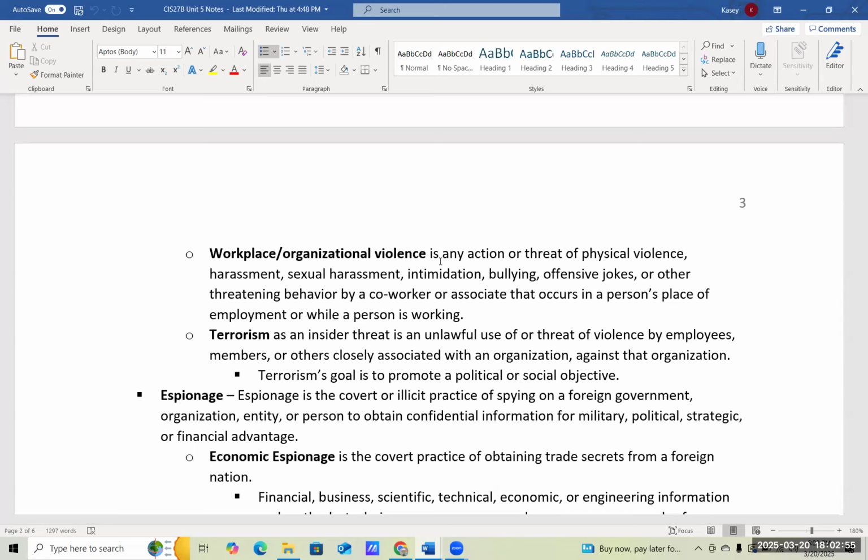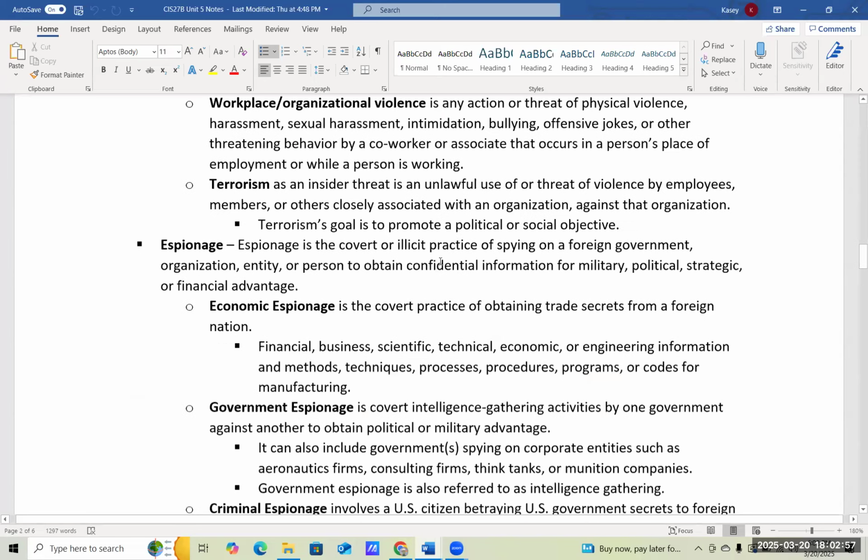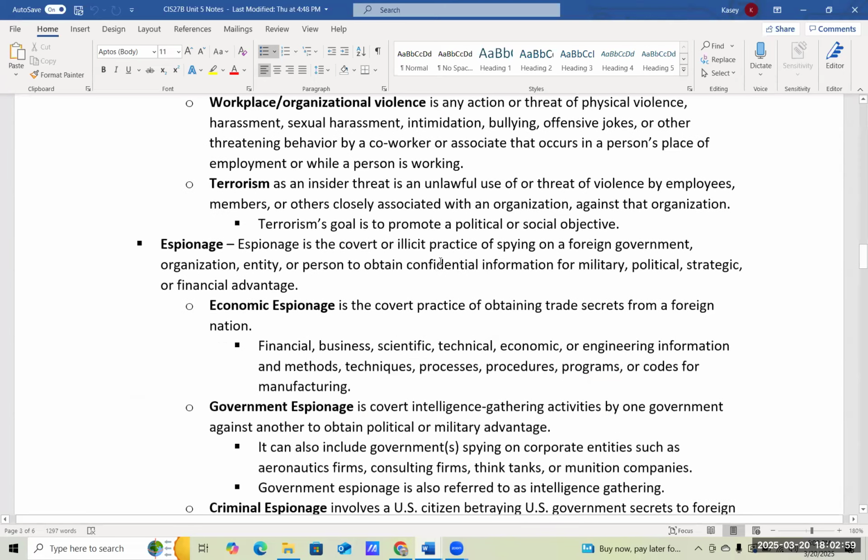Okay, so espionage, this is the illicit practice of spying, right? Often you would see this from one nation to the next. It could be nation-state sponsored, okay? There would be a lot of different industries that fall into this area: the financial industry, scientific research, technical areas, engineering.